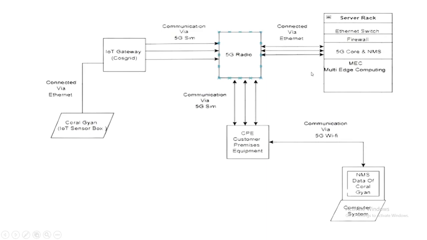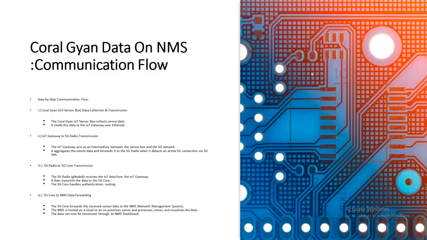I think this explains a basic overview of how communication happens via 5G and an IoT based system. This is just a basic overview of what I've just explained to you: Coral GAN data on NMS communication flow. I think I've explained the entire communications flow and how the architecture works. But let me just read this out as a basic formality.